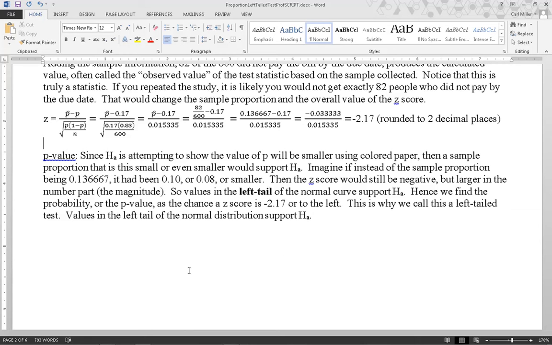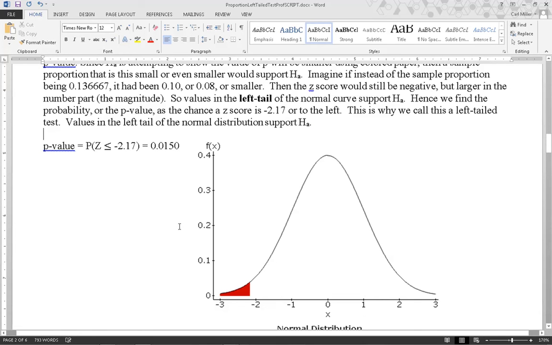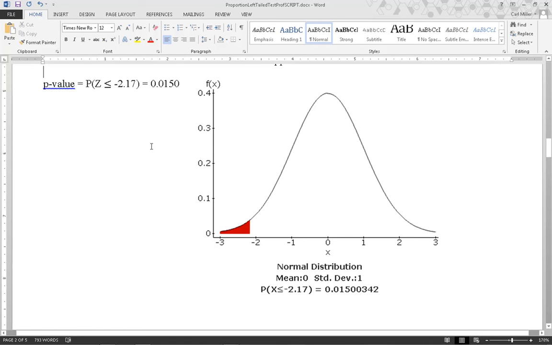Hence we find the probability, or the p-value, as the chance the z-score is negative 2.17 or to the left of this. This is why we call this a left-tailed test. Values in the left tail of the normal distribution support H sub A. The p-value is the probability z is less than or equal to negative 2.17, which from table Z or from technology is 0.0150.